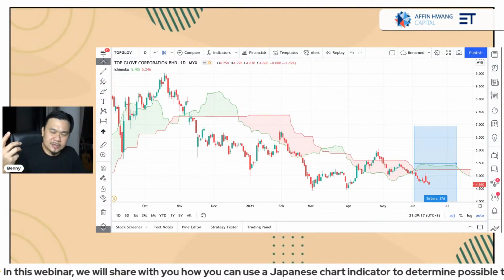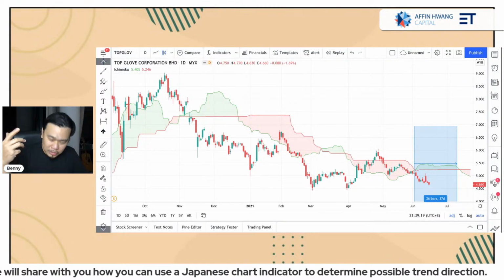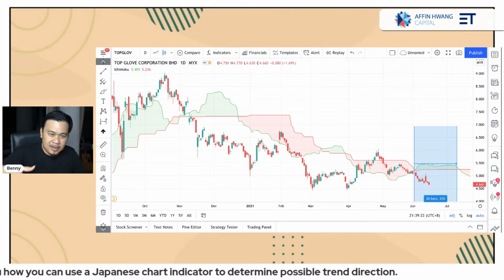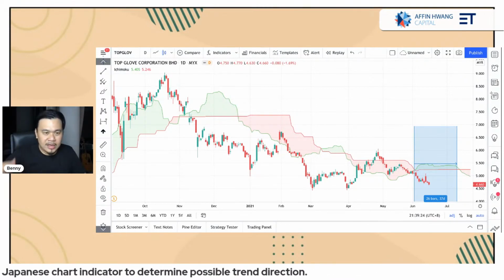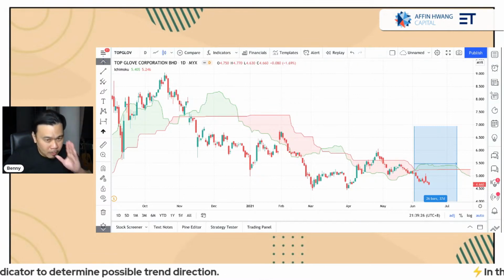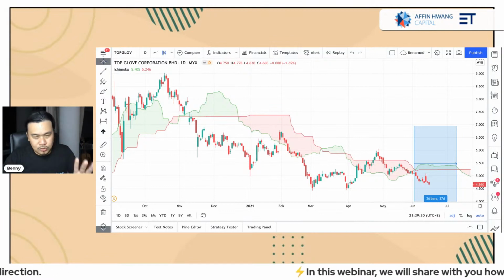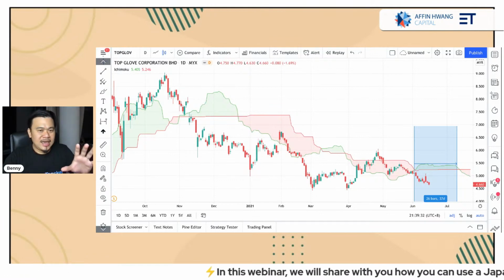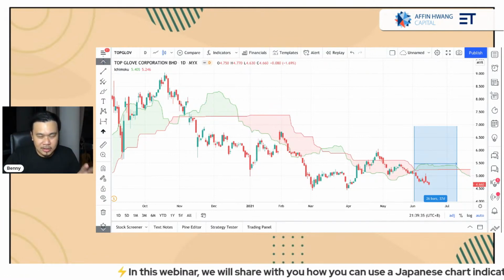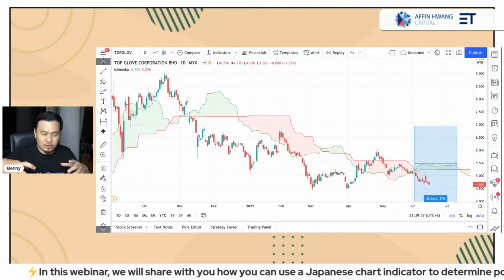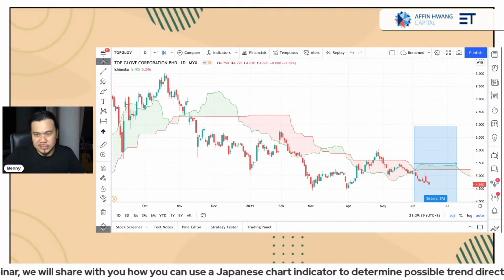But again, if you really want to go into trading plans, you have to dive deeper and also look at other indicators to come up with your setup, your buy and sell. I use the Ichimoku indicator as a guide, a guide to solidify or strengthen my buy and sell decisions. That's all.